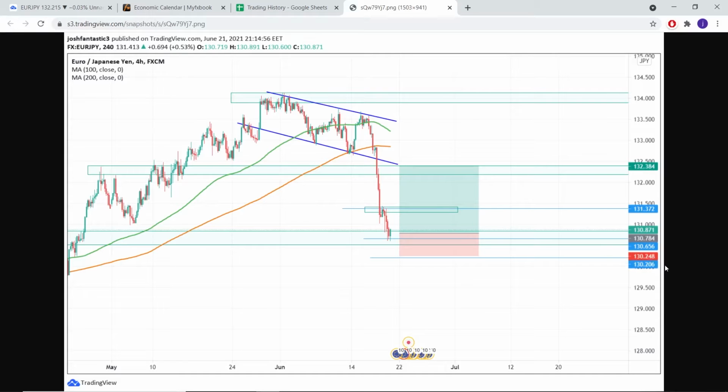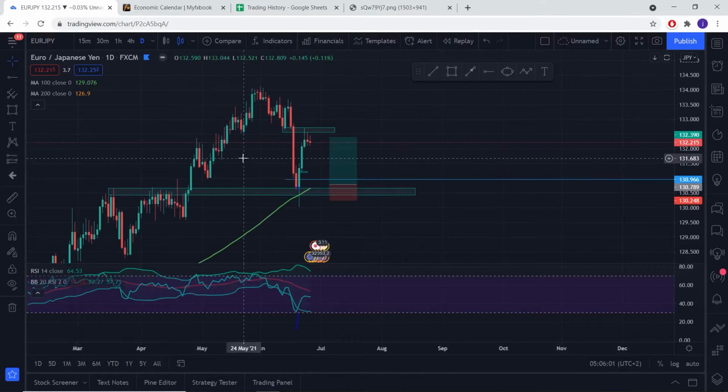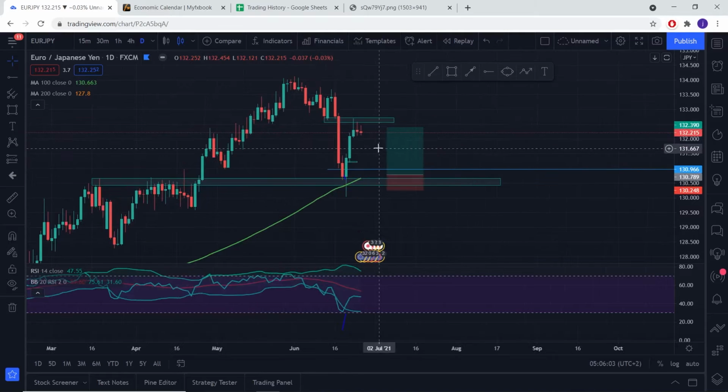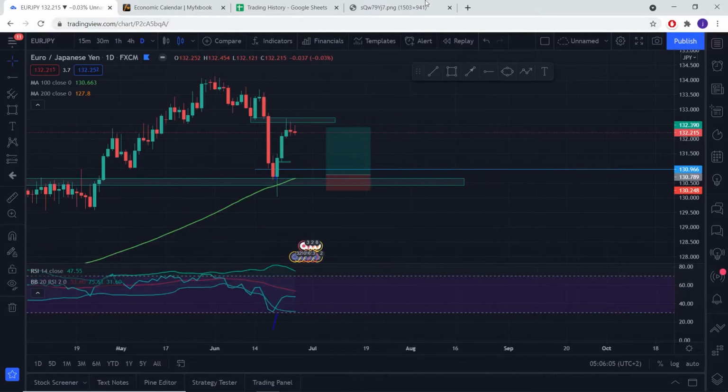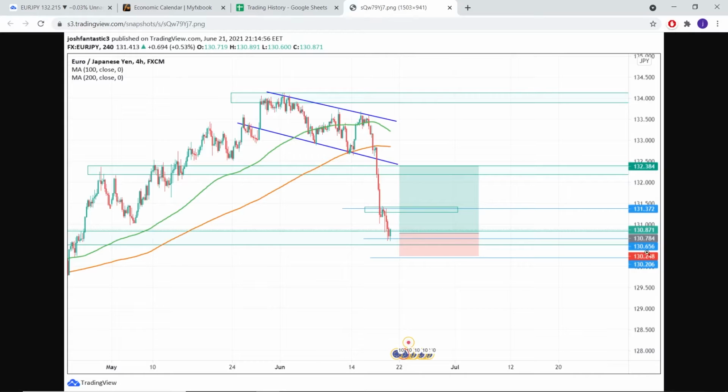The exit area is 130.248. So let's just make sure we have on the chart here 130.248, and the take profit is about 1 to 3 risk to reward, right? Actually, 1 to 5, sorry. All right, so price was here, we entered here, and we had our take profit here at 1 to 3.